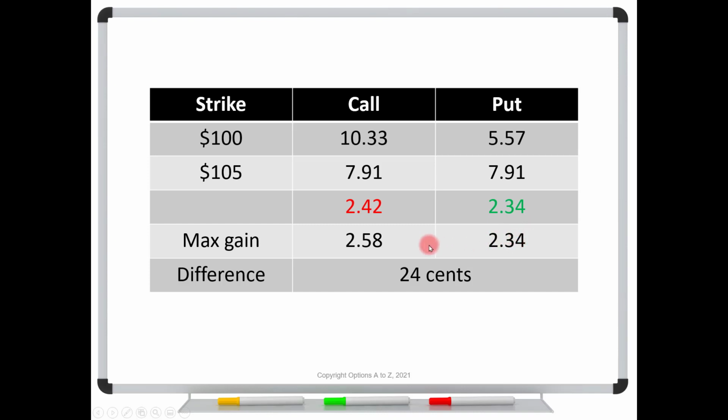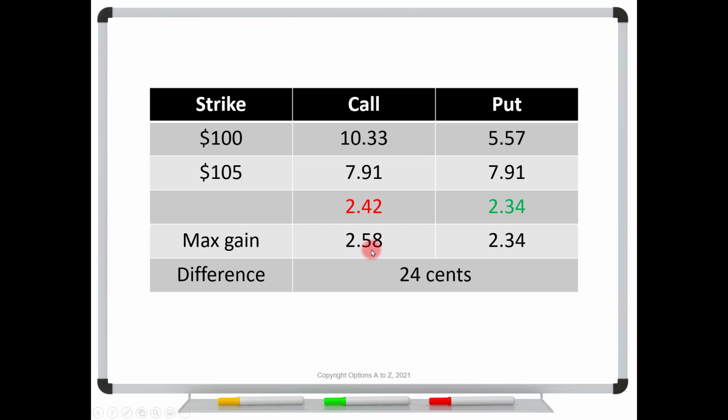So this is where a lot of traders would look and say, hey, look at this. The call option spread, the debit spread, allows me to make a maximum gain of $258, whereas the put spread only allows me to make $234, and therefore the call option spread is better. It must be that there's some type of a favorable skew going over here on the call spread, or an unfavorable one over here on the put spread, and that is not necessarily true.